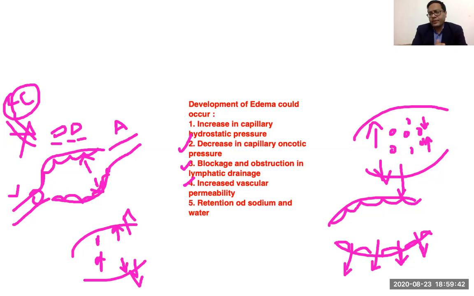And that also causes edema in inflammation, acute inflammation particularly. That's why in acute inflammation we see that whatever area is acutely inflamed gets swollen, because a lot of fluid comes out of the blood vessel into the extravascular space due to the increased vascular permeability, which I already mentioned.